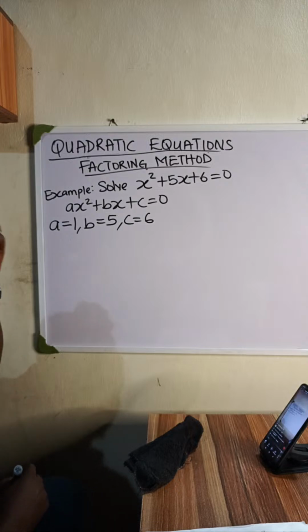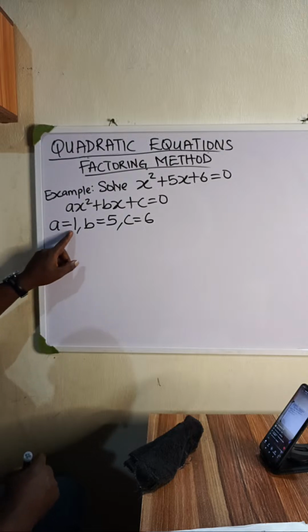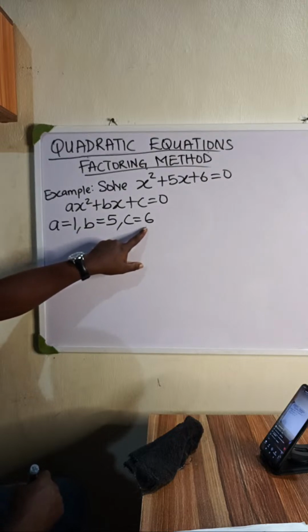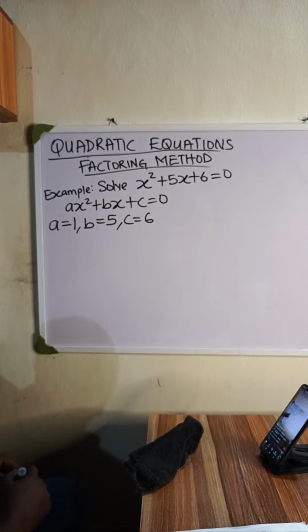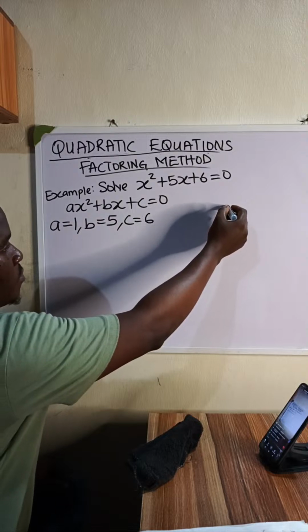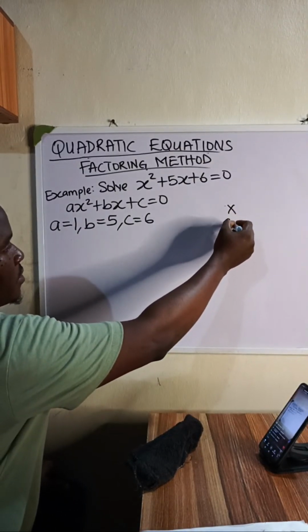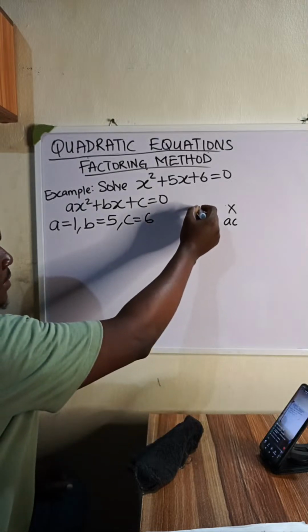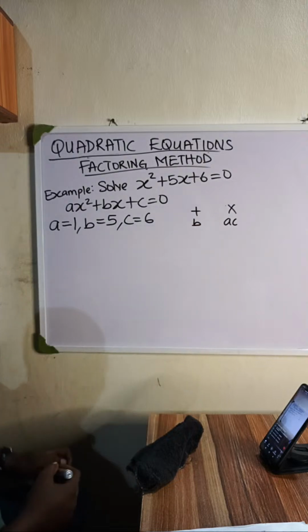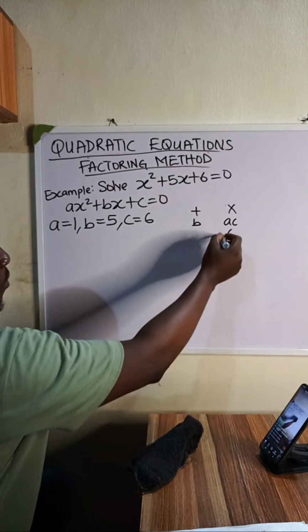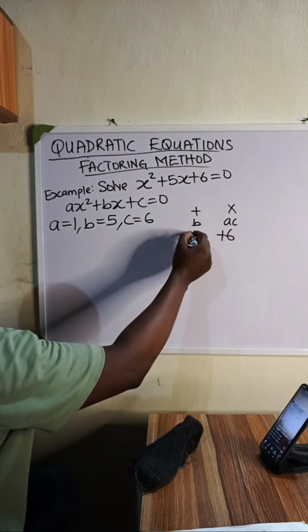Okay, I think we can continue. So a is equal to 1, b is equal to 5, and c is equal to 6. So the first thing we look for is two numbers that will multiply to give us AC, and those two numbers have to add to give us B. Our AC is 1 times 6, which is 6, or plus 6. Our B is plus 5.